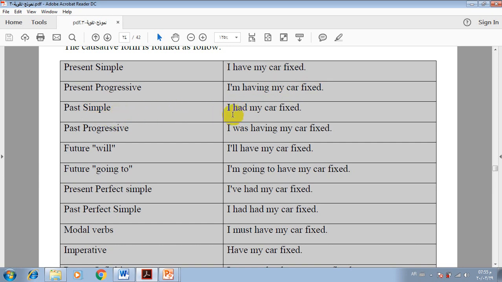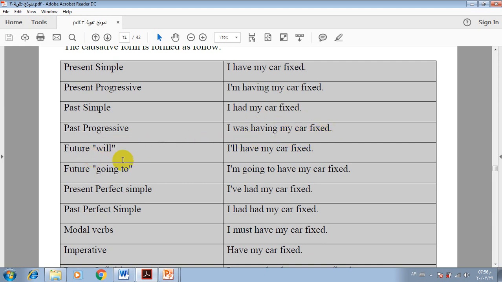And in the past simple, I had my car fixed. But why? We use had, because the past simple is the second form of the verb, so we must change have into the second form like this to become had plus the object plus past participle. And the past progressive, I was having my car fixed. But why? Because the past progressive consists of was or were plus verb ing. So in the causative form, we use was or were plus have plus ing plus the object plus past participle.